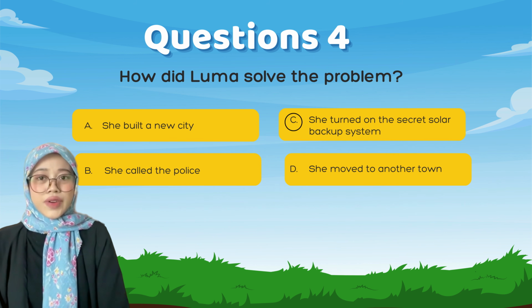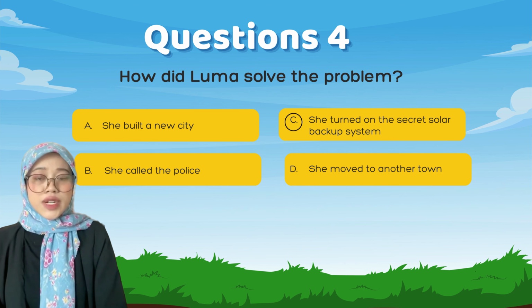Correct. The answer is C. She turned on the secret solar backup system. Luma remembered the backup power system. She turned it on and the light came back.